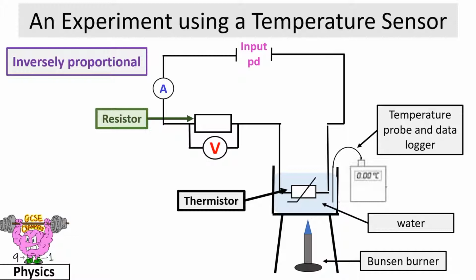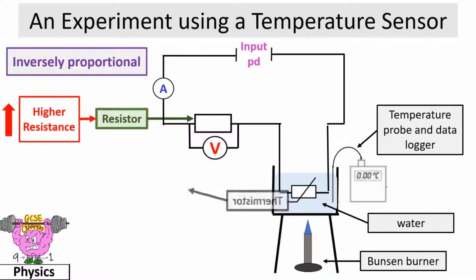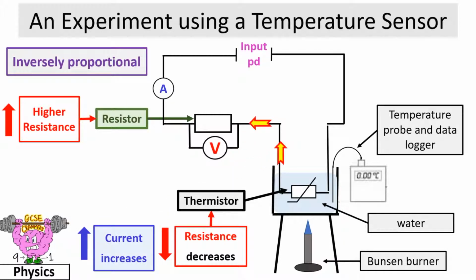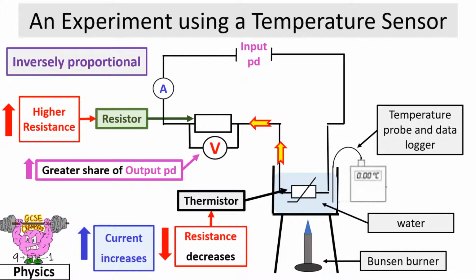Remember, in a temperature sensor, the resistor has a higher resistance than the thermistor. So when the thermistor detects an increase in temperature, its resistance decreases. Therefore, the current in the circuit increases, causing a bigger share of the output potential difference across the resistor. Go back over this slide until you fully understand how the resistance, potential difference, and current work.